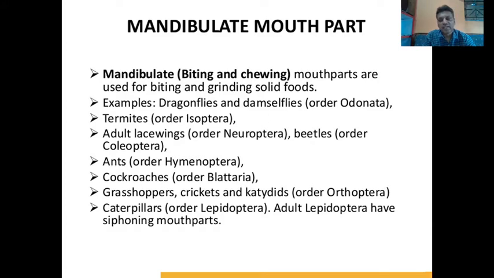It means they can bite the food material, they chew the food materials. So it is called the mandibulate type of mouth parts. Mandibles are more active. They act in biting and chewing processes. That is called mandibulate type of mouth parts.